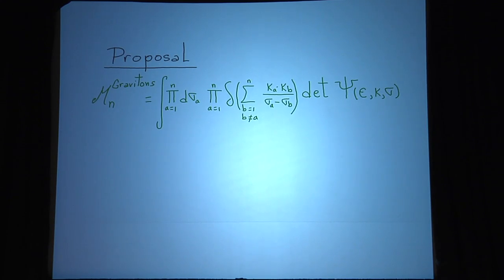So here is a proposal that the full tree-level S matrix of gravity in any number of dimensions is just given by this. So factorization has been checked, and all the standard properties that this formula has to satisfy have been proven to be true.